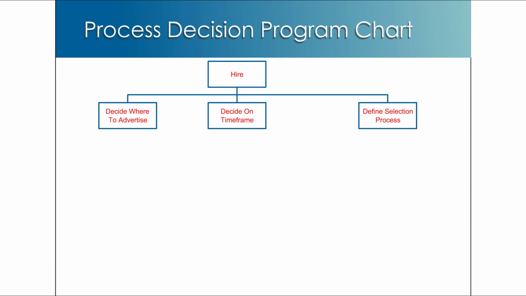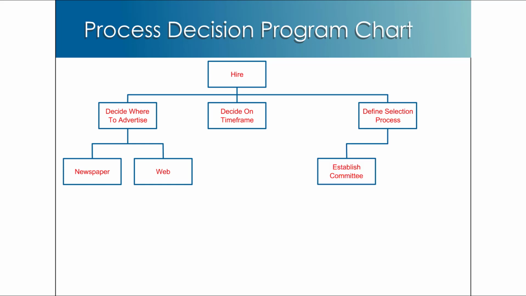Under each primary step, we will list any remaining steps that are relevant to our goal. For instance, we can post an ad in both print and on the web, so we list these under the decision of where to advertise. We did not find any additional steps needed to decide on a time frame. However, to define a selection process, we must establish a committee to carry out the process as well as develop interview questions to be asked of the applicants.